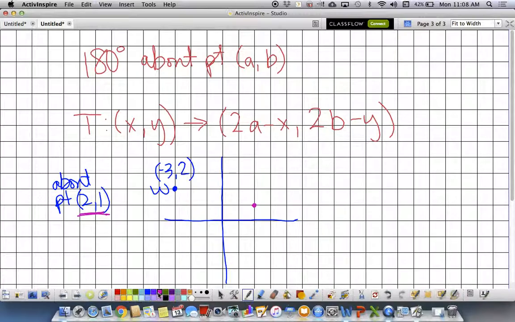Okay. So what will W prime become? I don't want you to say it right now out loud. I want everyone to work on it. Go.